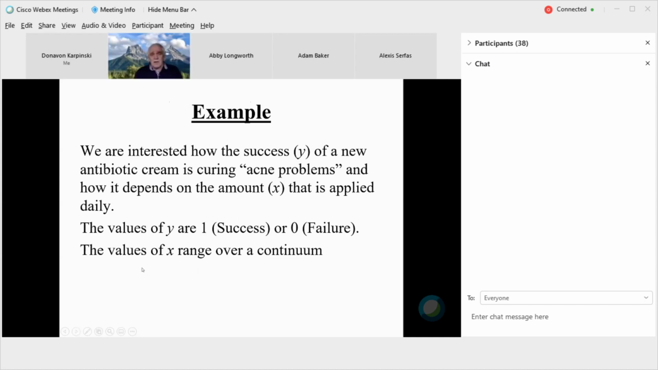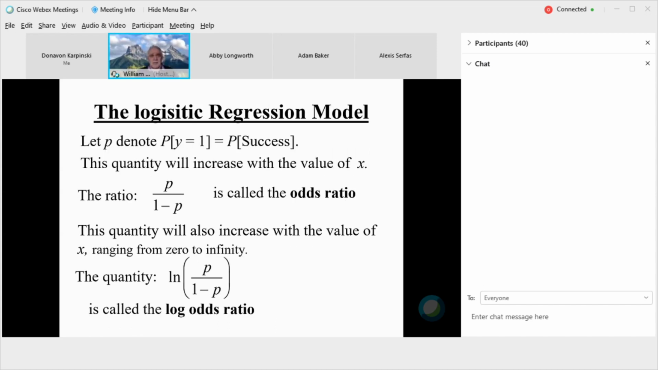So the values of y are just 1 or 0. It was successful or not successful. And the values of x, the daily dosage, range over a continuum. So this would be a case when you use logistic regression. Let P be the probability that y equals 1, the probability of success. This will possibly increase with the value of x.